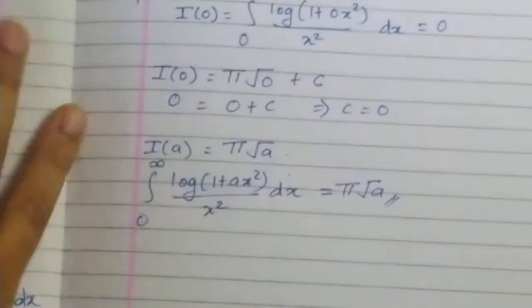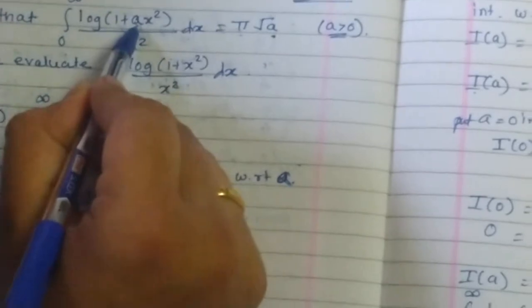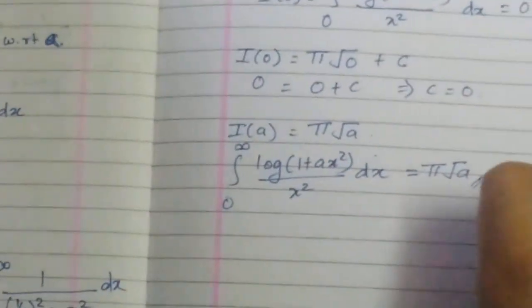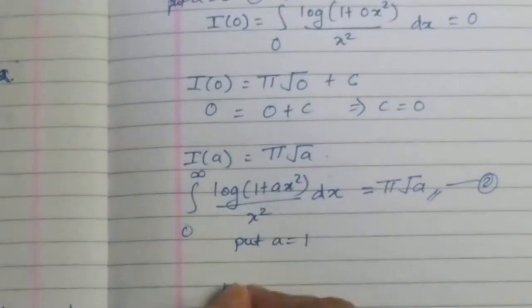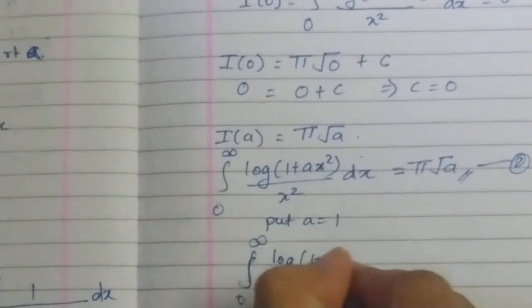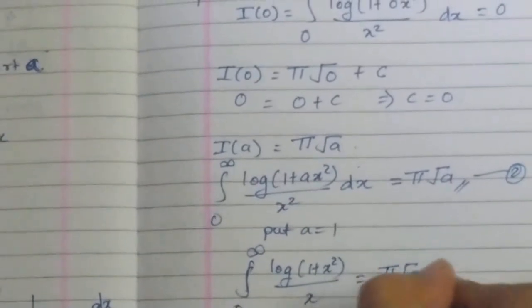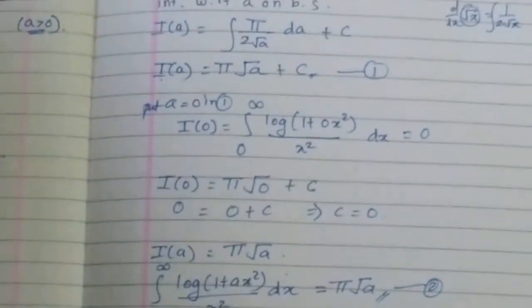Okay. Now further we have to find the value of this. Now you can compare here. Here A is given, here A is 1. So what you do is, I call this as number 2. Put A equal to 1 here, which gives me integration from 0 to infinity log of 1 plus x square upon x square is equal to pi into square root of 1, that is pi. So what is the value of this? Is pi. Now this question was asked many times in the examination.